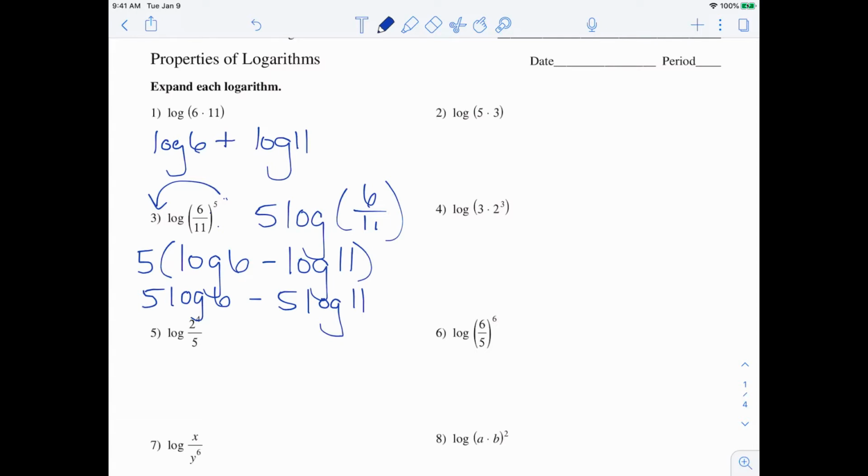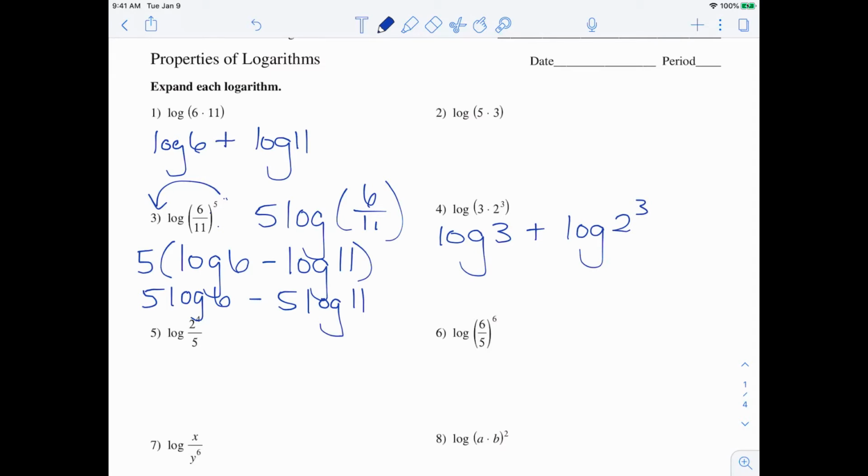We're going to go ahead and look at number 4 next. Number 4 says that we have the log of 3 times 2 to the 3rd. On this one, again, we're multiplying, so I'm going to go ahead and break up that multiplication using addition. So the 3 will get its own log, and the 2 to the 3rd will also get its own logarithm. So we end up with the log of 3 plus the log of 2 to the 3rd.